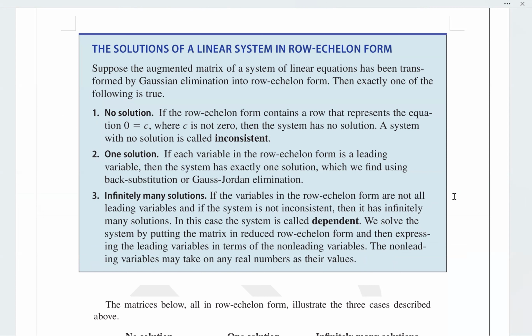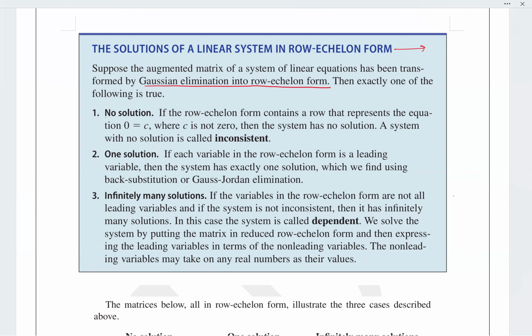But what about if there is no solution? How can you tell from your echelon form? So this answers that question. It says, if you have a linear system in row echelon form, it means after you convert your linear system to row echelon form, you watch out for this. It says, suppose the augmented matrix of a system has been transformed by Gaussian elimination into row echelon form. Then exactly one of the following is true.